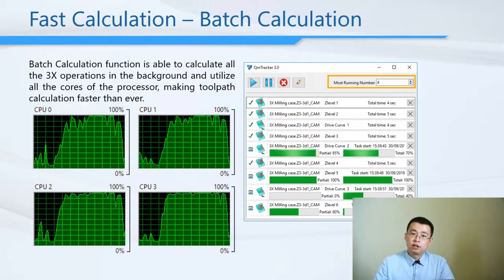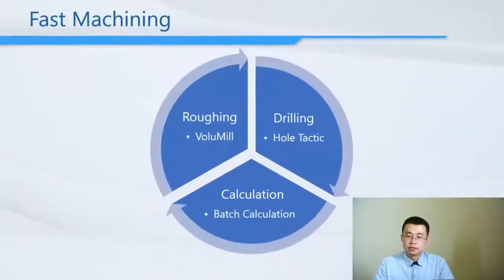I have just talked about 3 features in ZW3D to help us experience fast machining. The first one, volume. This is the most efficient roughing strategy, available in 2-axis and 3-axis operations. It will drive the tool to cut deeper and faster, reduce the cycle time by up to 75%, and extend the tool life. It is easy to use and easy to learn.